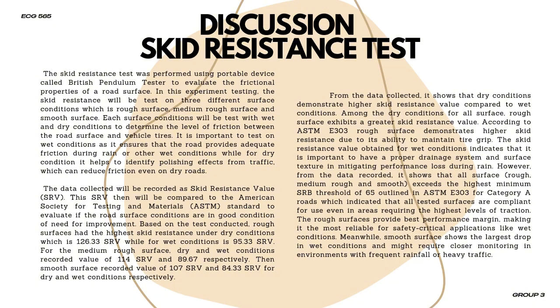However, from the data recorded, all surfaces, which are rough, medium rough and smooth, exceed the minimum SRV threshold of 65 outlined in ASTM E303 for category A roads, which indicates that all tested surfaces are compliant for use even in areas requiring the highest level of traction. The rough surface provided the best performance margin, making it the most reliable for safety critical applications like wet conditions. Meanwhile, smooth surface shows the largest drop in wet conditions and might require closer monitoring in environments with frequent rainfall or heavy traffic.